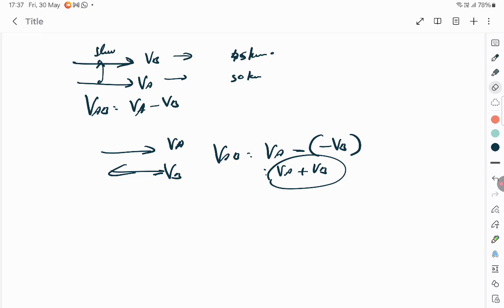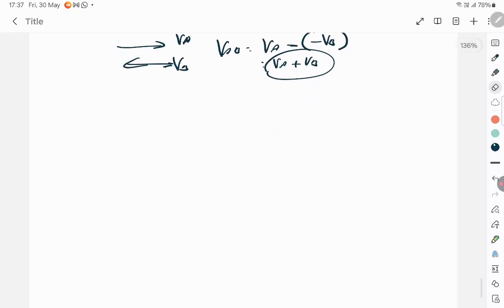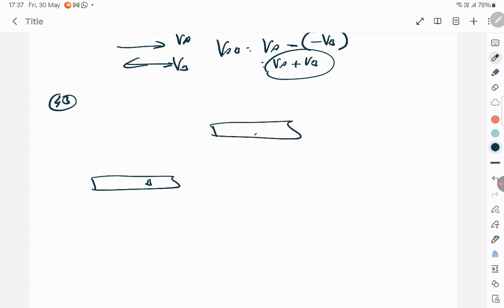Example 43, page number 3.34 in Arora. A car A moving at 10 meter per second on a straight road is ahead of car B. So car B is here and car A is here. Car A is moving at a speed of 10 meter per second on a straight road, ahead of B in the same direction. B is going at a speed of 6 meter per second. Find the velocity of A relative to B.